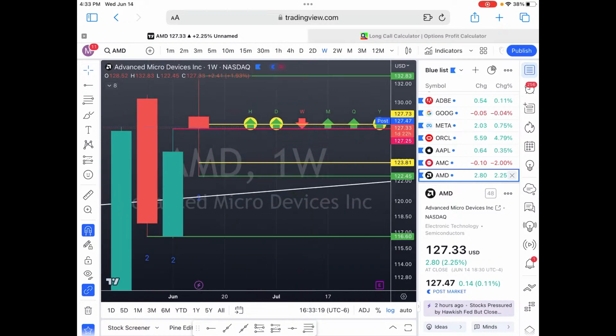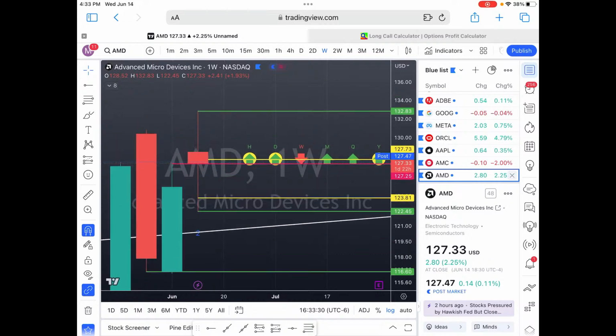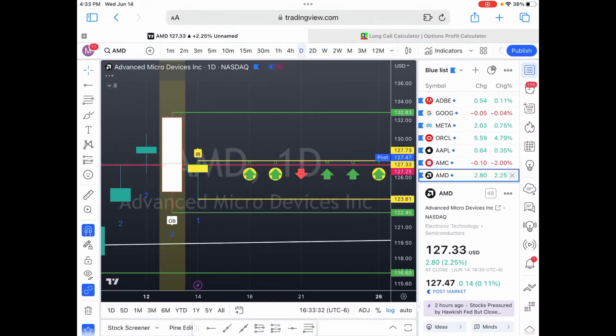So this was a 2-down green on the week, last week. This week, we trended above that. So we are a 2-up on the week. We'll see if we can continue that trend on AMD as we go into Thursday. But there's the inside bar on AMD.